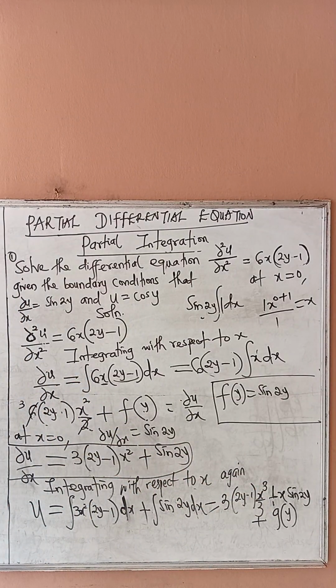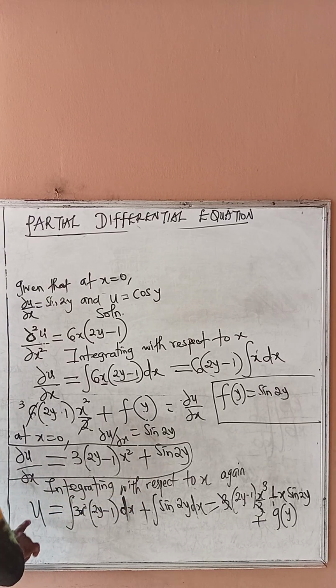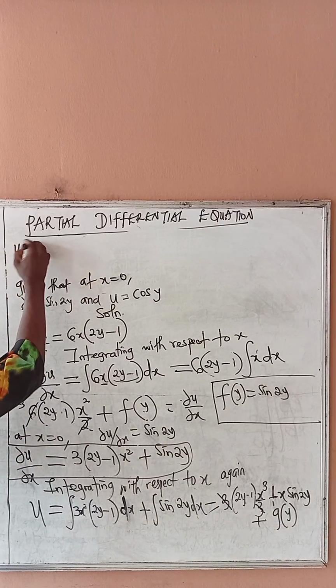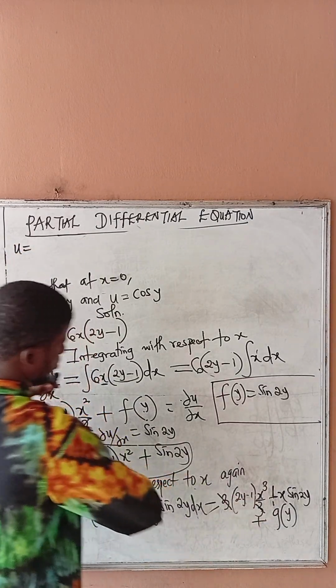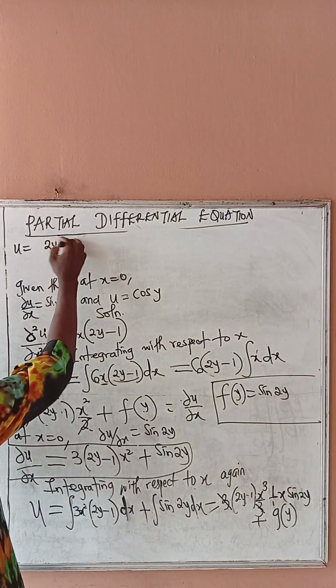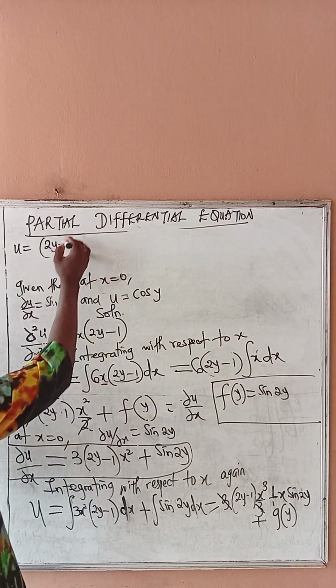So we now apply the boundary conditions finally to get our g of y, and that settles everything. So we have u is equal to 2y minus 1. We have 2y minus 1 into x cubed into what?